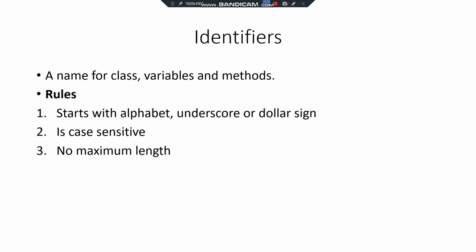Now, moving on to identifiers. An identifier is a name that is given to the class, variables, and methods so that it holds a particular value with the help of the data type. So, the rules for the identifiers are it should start with an alphabet, underscore, or dollar sign, and it is case sensitive. The identifiers have no maximum length, so we can create an identifier of any length.